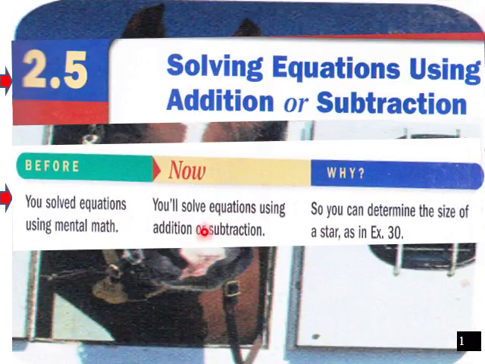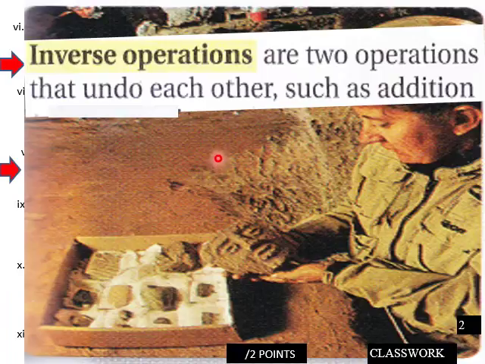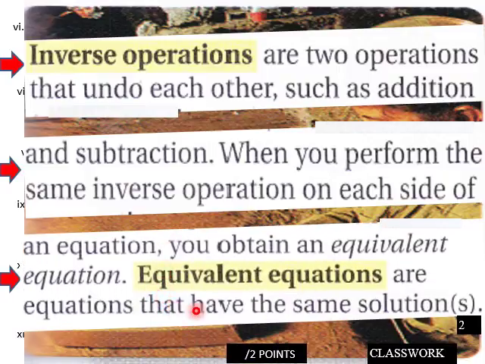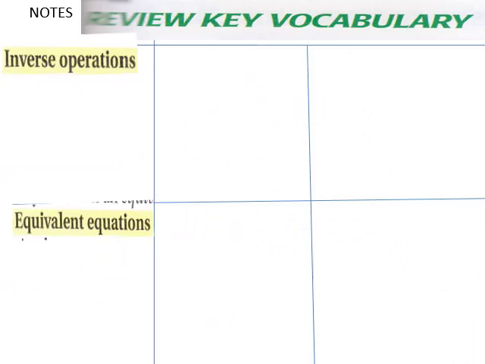Solving equations using addition or subtraction. You've solved equations using mental math. You will solve equations using addition and subtraction. Inverse operations are two operations that undo each other, such as addition and subtraction. When you perform the same inverse operation on each side of the equation, you obtain an equivalent equation. Equivalent equations are equations that have the same solutions.